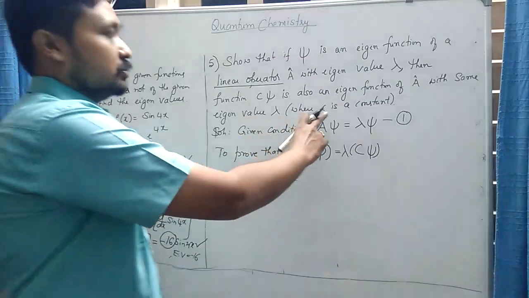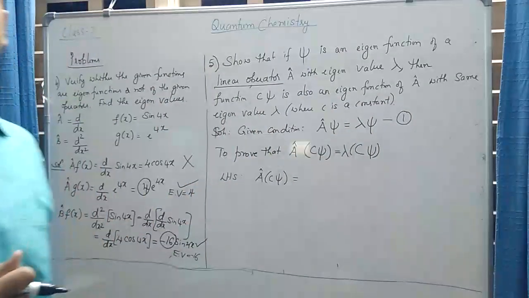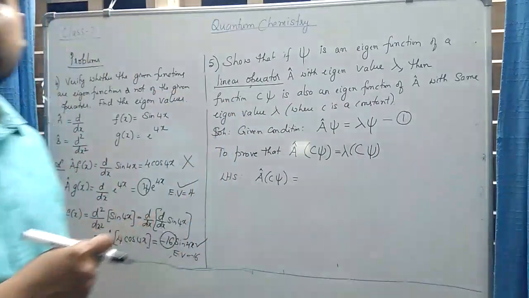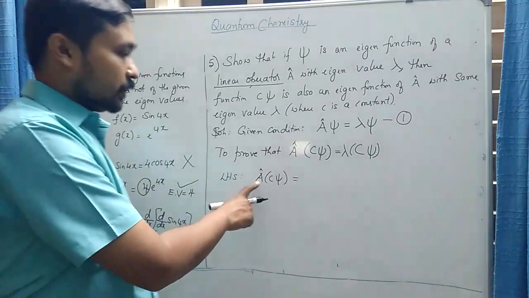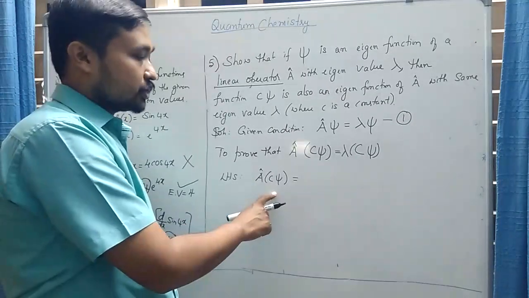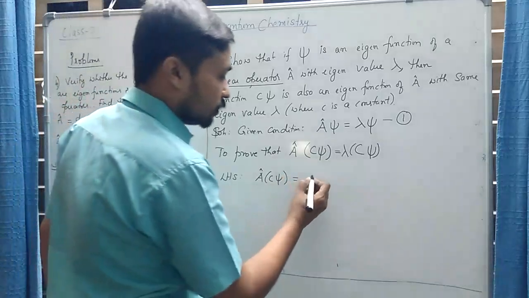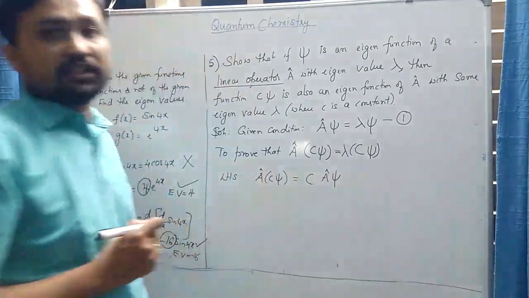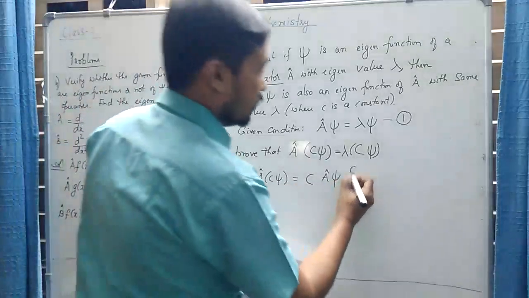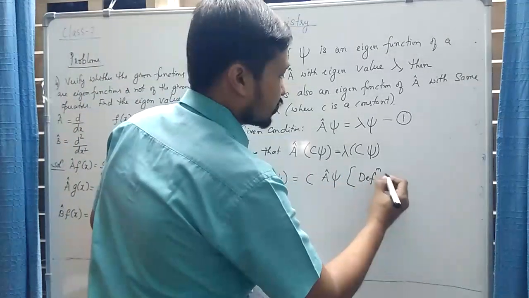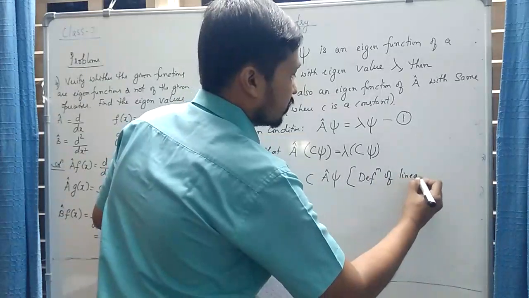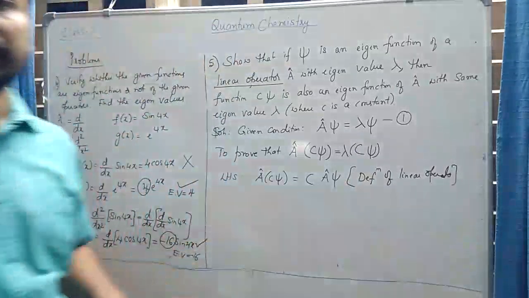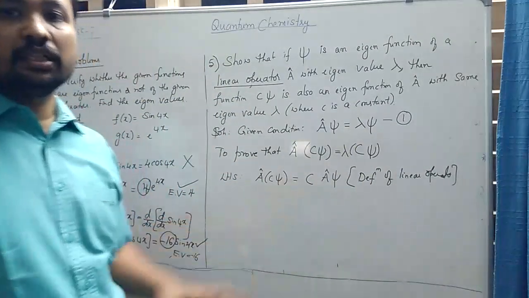It is informed here that c is a constant, and it is also informed that A is a linear operator. So what is the definition of a linear operator? Operator A applied on a constant into a function is equal to the constant into operator A applied on the function. This is the definition of a linear operator, and this will be true only if c is a constant.